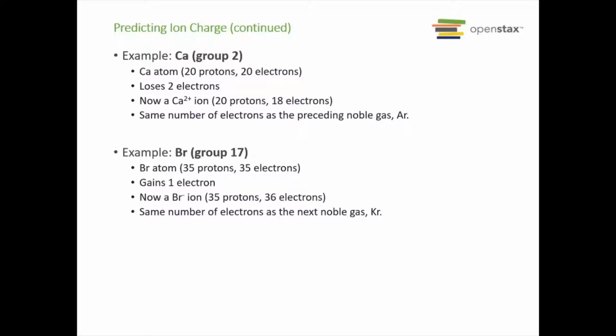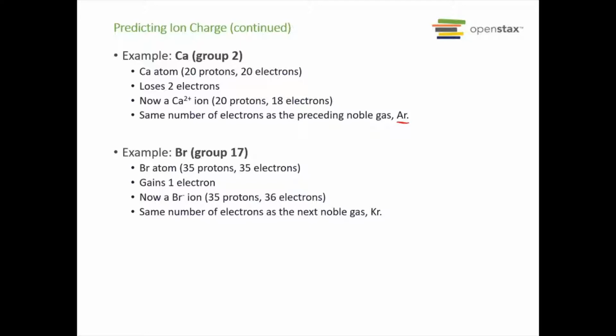So a couple examples. Calcium, which is in group 2. The calcium atom has 20 protons and 20 electrons. So it likes to lose 2 electrons. It's a metal. So now it has 20 protons, which doesn't change, but the electrons go from 20 to 18, which means it is Ca2+, and now has the same number of electrons as argon, 18 electrons.